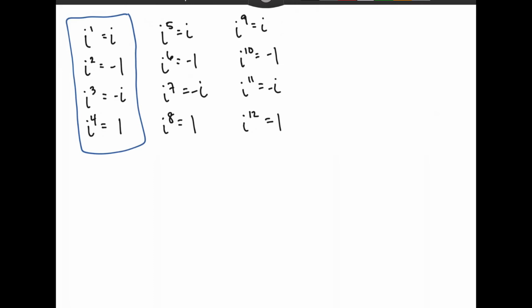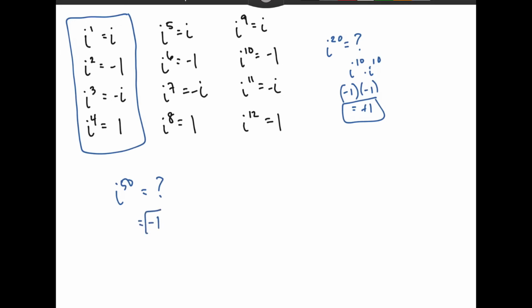Now, what if I give you i to the 20th? What is that going to be? You could do i to the 10 times i to the 10, which is negative 1 times negative 1 equals positive 1. What about if I gave you a bigger number, i to the 50? Where would that go in this pattern? If you thought about the pattern, you should get negative 1. What's an easier way of doing this?